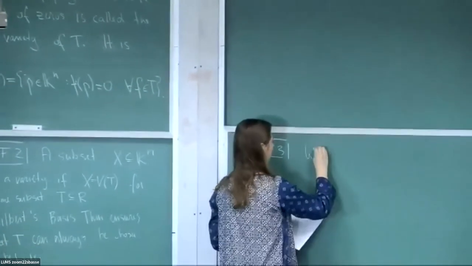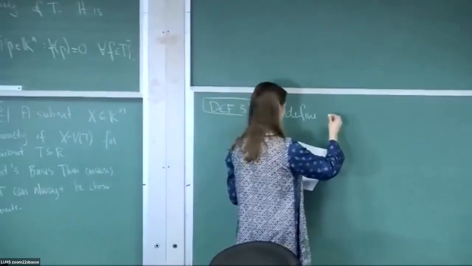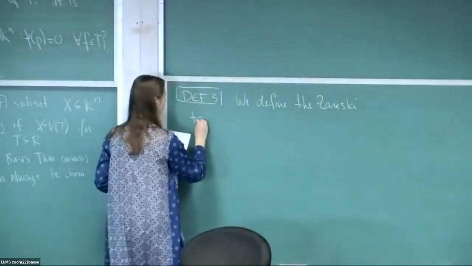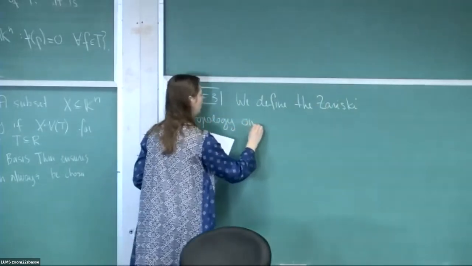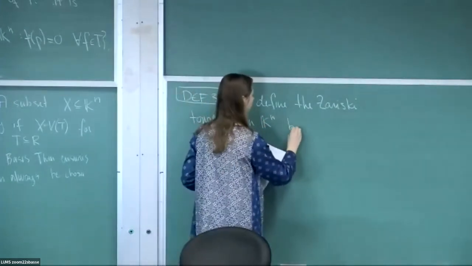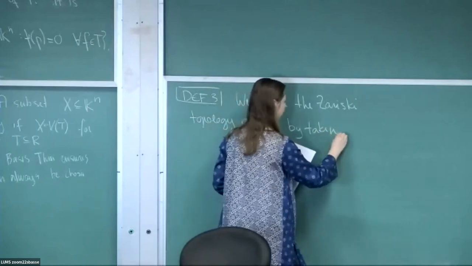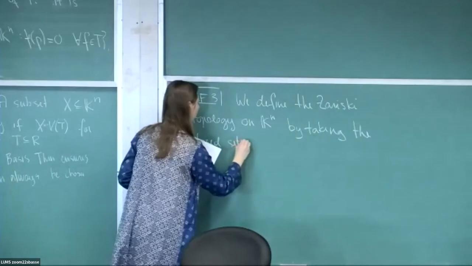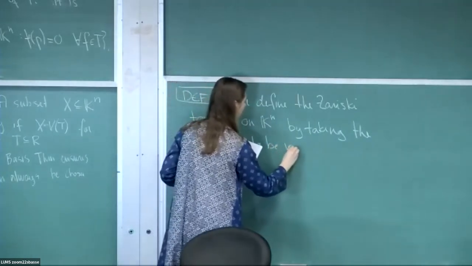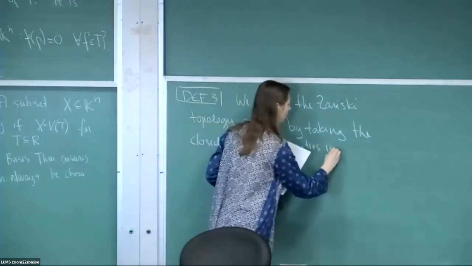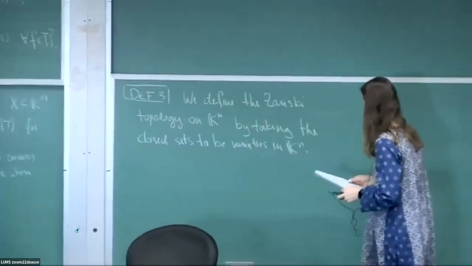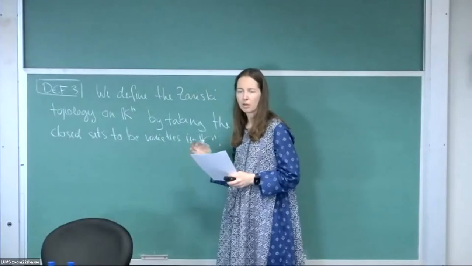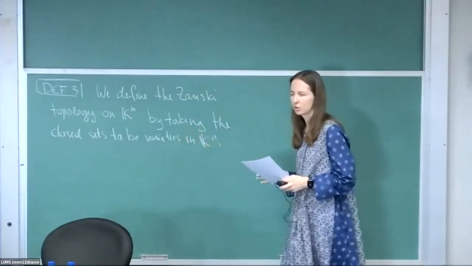We define the Zariski topology on K^n by taking closed sets to be the varieties. Note that this topology depends on K^n. I will do an example in a moment showing what I mean by this.